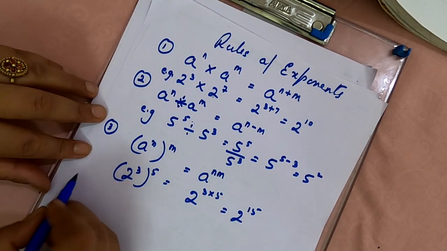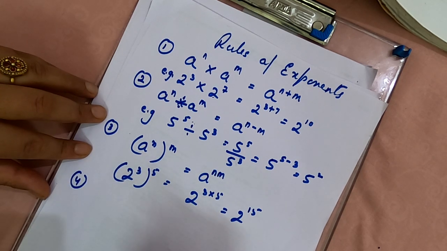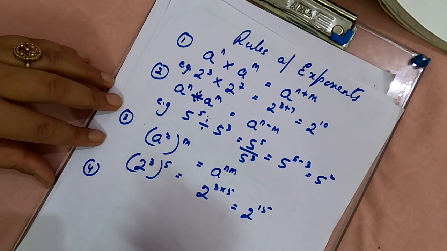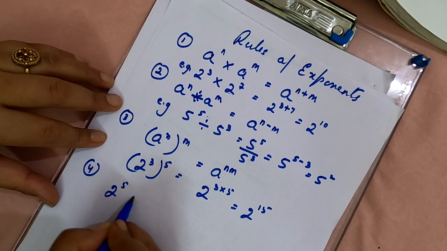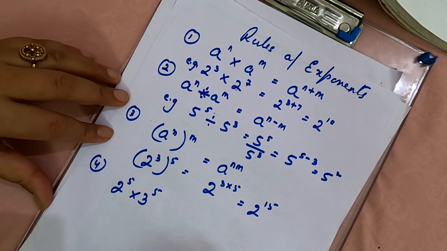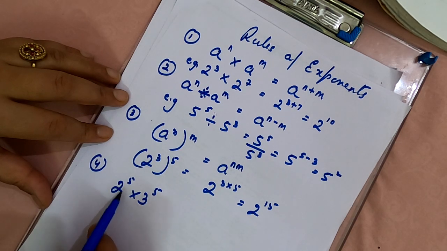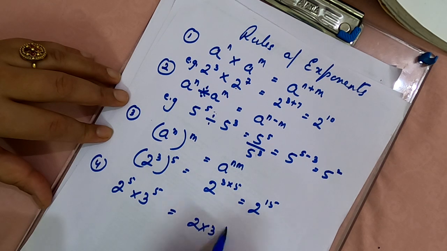Clear? Now come to the fourth one. Whenever you get a different base but the power is same. Here I am not taking a, b, n, m, etc. Directly numbers are being used. So suppose you get such a number, 2 raised to power 5 into 3 raised to power 5. Here the bases are different but the powers are same. In such a question, 2 into 3 raised to power 5 can be written, that is equal to 6 raised to power 5.